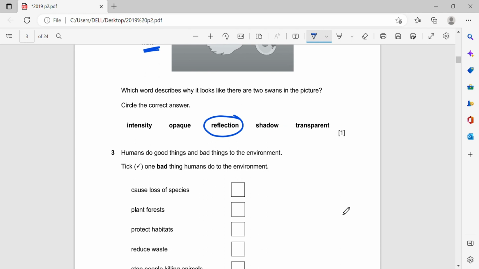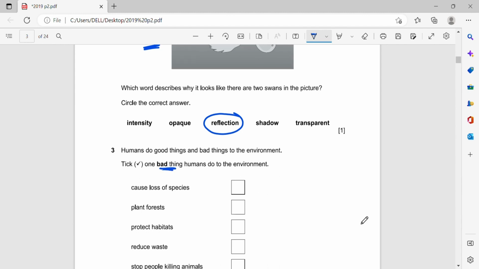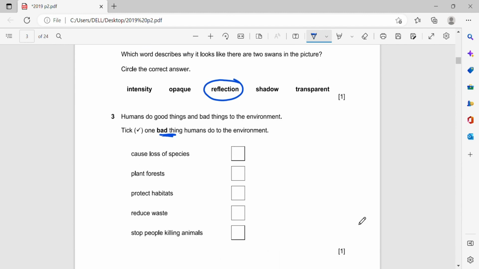Next question. Humans do good things and bad things to the environment. Take one bad thing humans do to the environment. Let's check. Cause loss of species. Plant forests, protect habitats, reduce waste, stop people killing animals. We need here to circle a bad thing. What's the bad thing here? They cause loss of species.